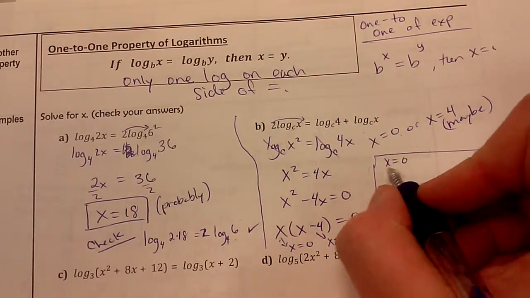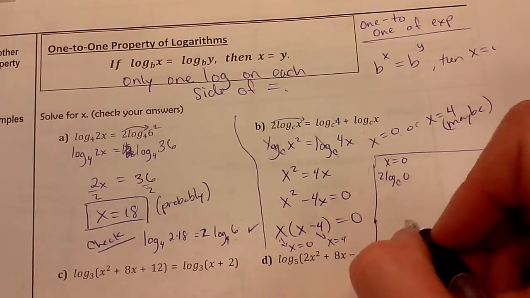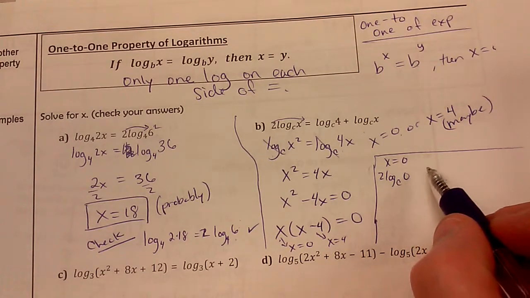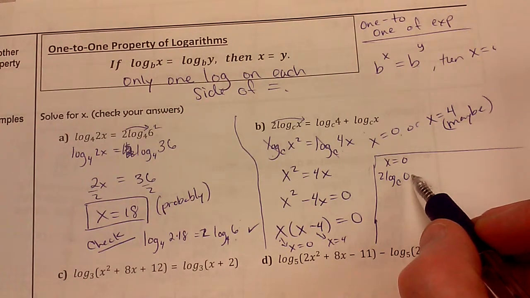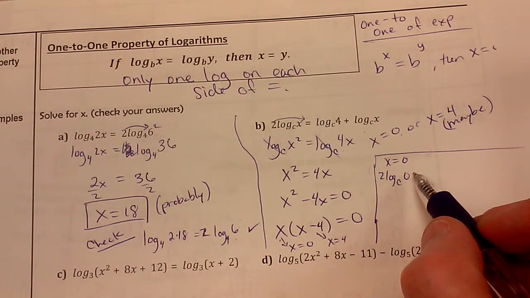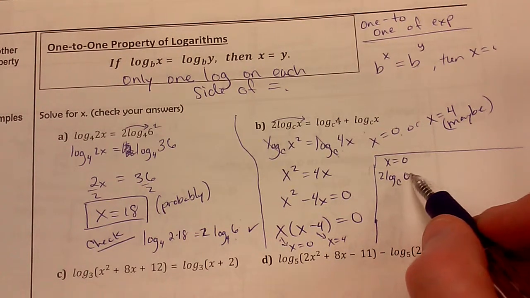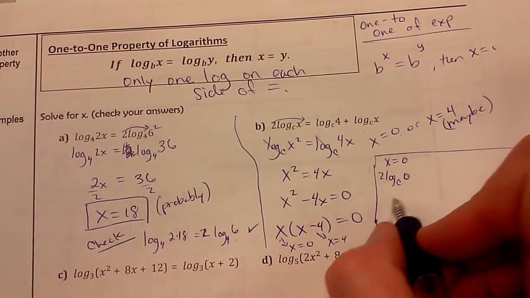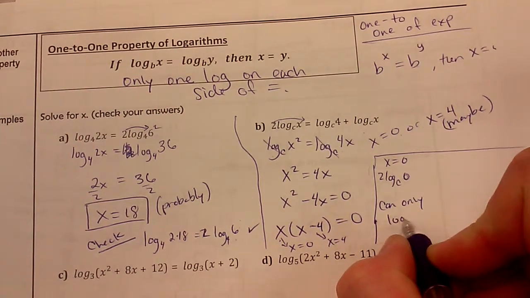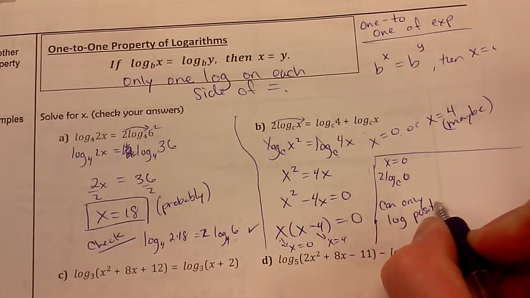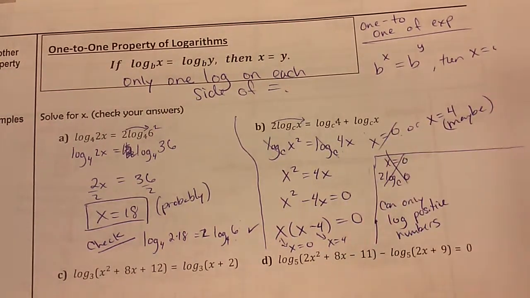When x equals 0, I get 2 log base C of 0. All right, so I'm already cooked. I know this isn't going to work. Any number to a power is not going to equal 0. So what I'm looking for is I cannot take the log of a negative number or 0. The number that I'm taking the log of has to be positive. So this one is no good.